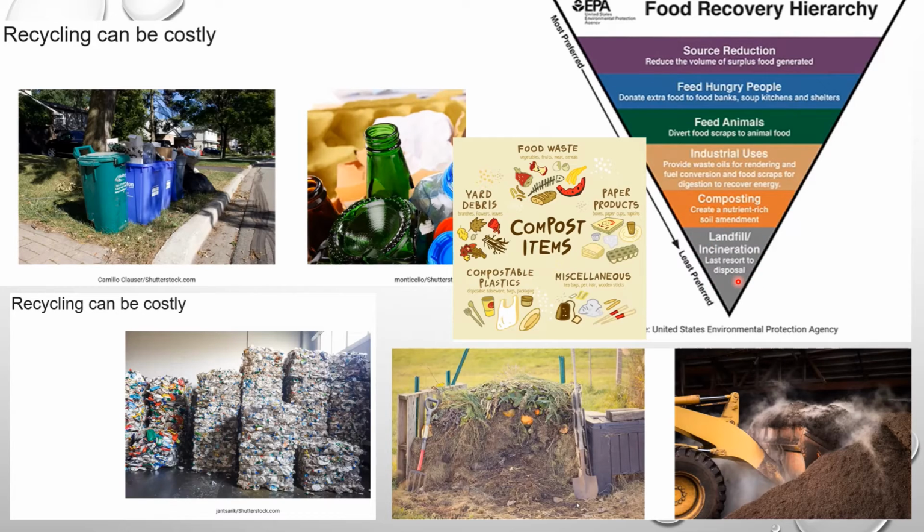So the next best thing would be, don't even put that food into your trash, and let's try and compost some of it. Some of it can't be composted, guys, but some of it can. It's still only the second least great thing. And then we have industrial uses, like reusing things for energy, to recover the energy, specifically like grease and oil. Or we can feed animals, or we can feed hungry people, but we do run into problems with sanitation of the food. But the best case scenario is source reduction.